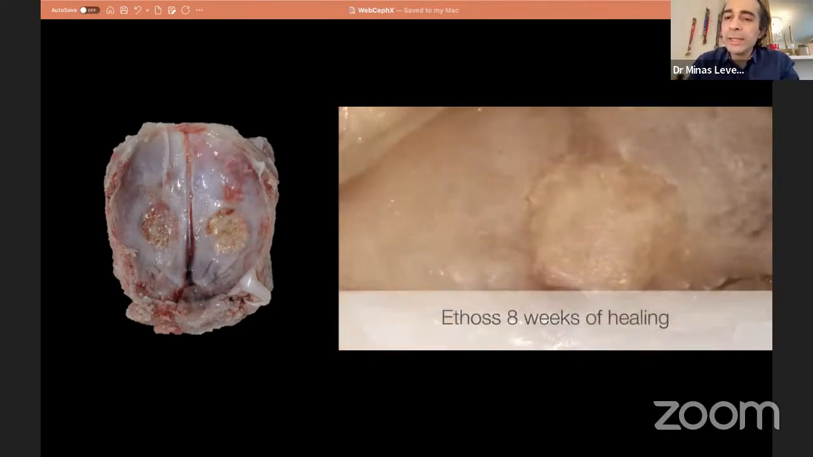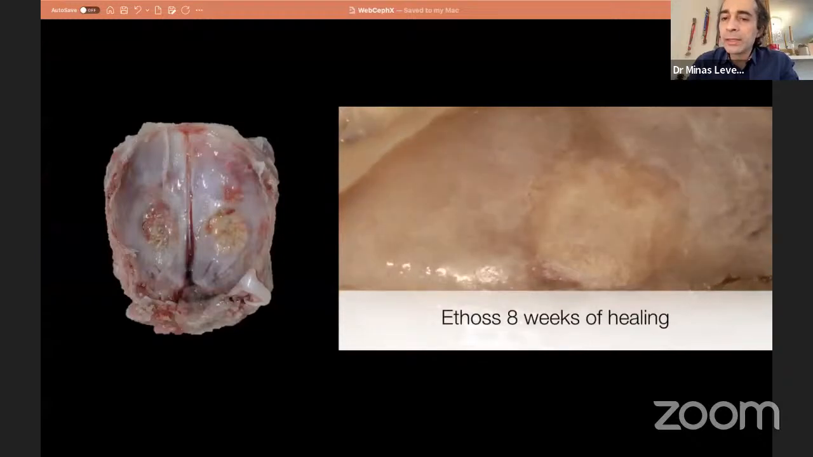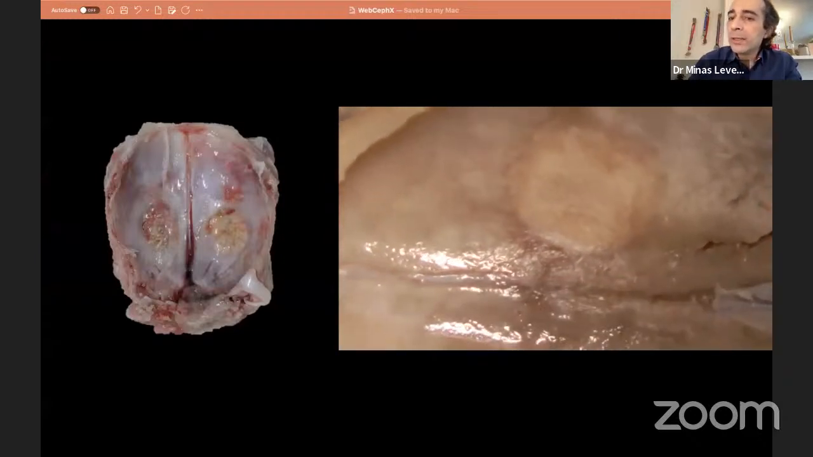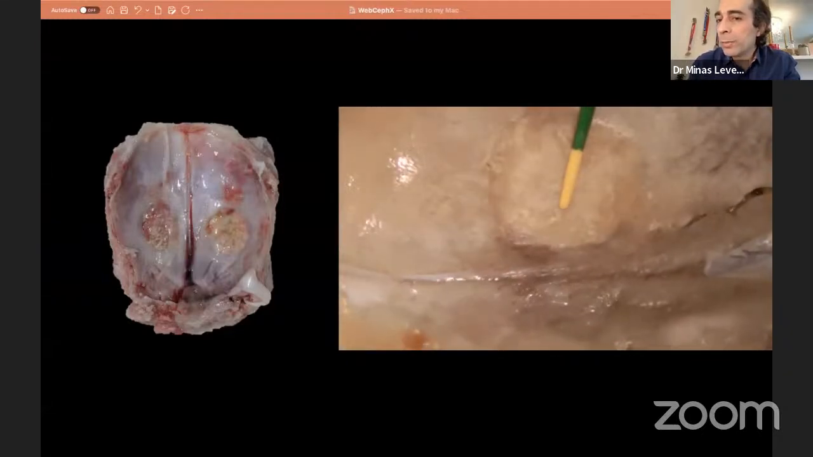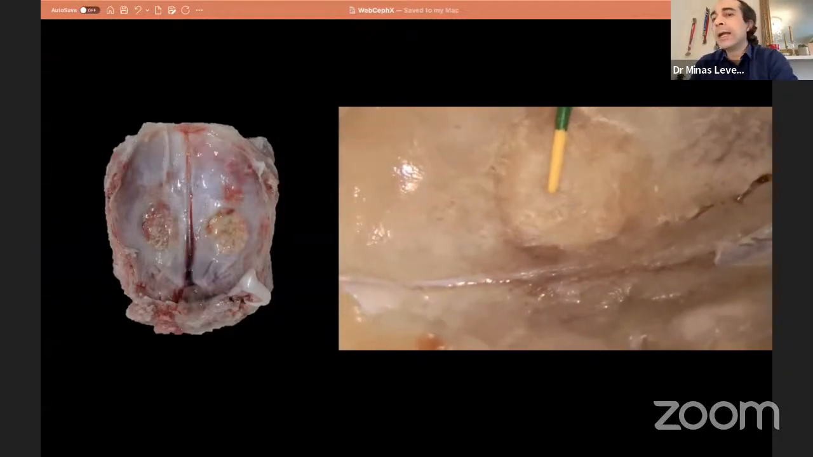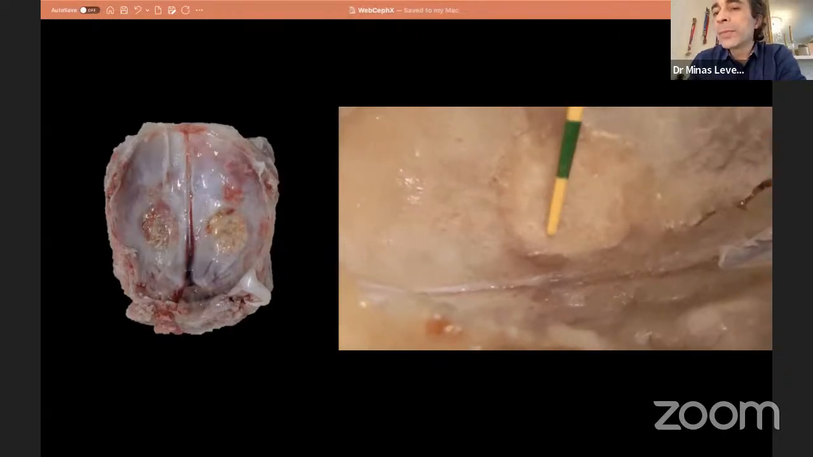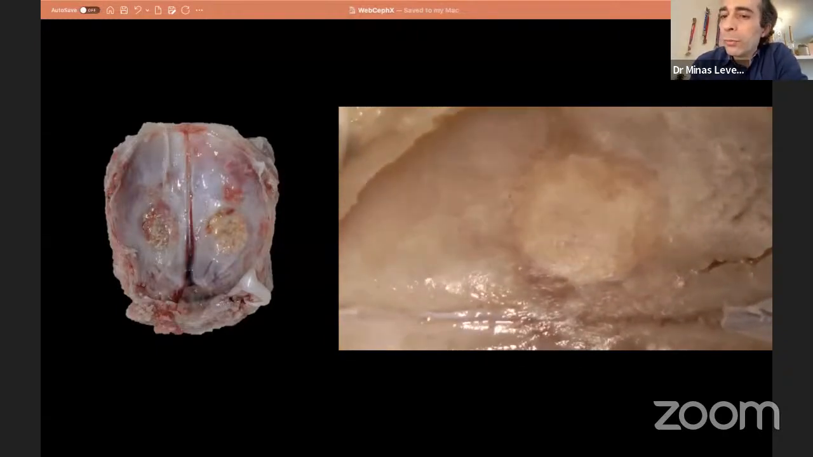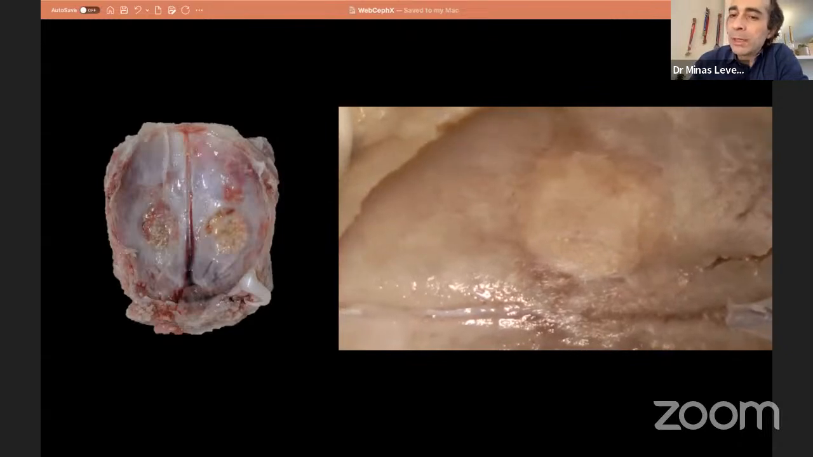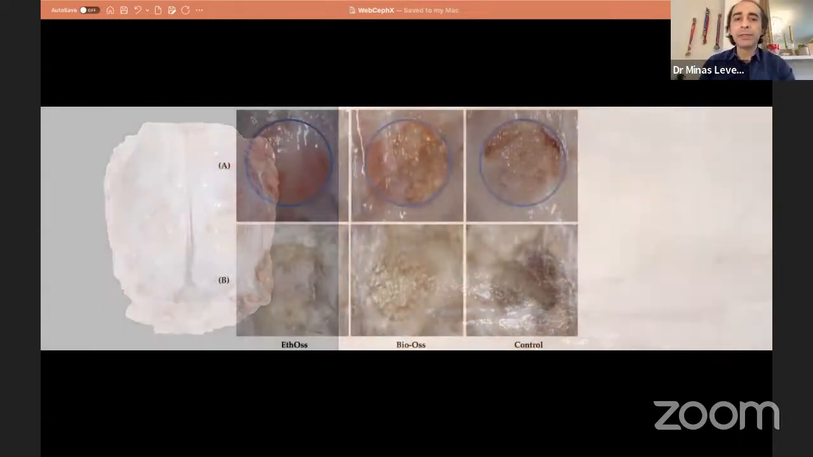When we are using the synthetic, this is Ethos, beta TCP with calcium sulfate, we see that we have a different healing pattern macroscopically. It looks more like a natural healing pattern. And this synthetic material can give us a better quality of bone. And first of all, macroscopically, we identify the differences.